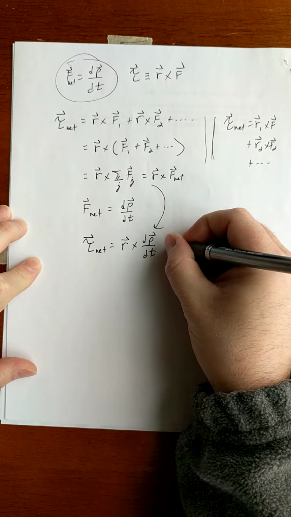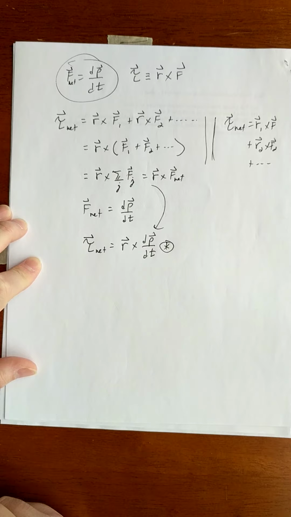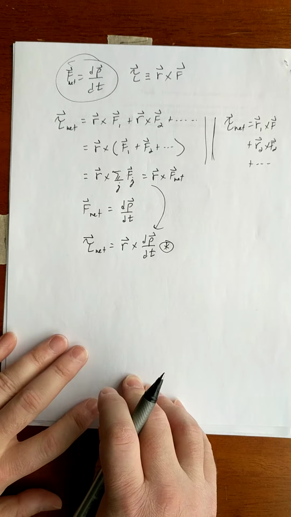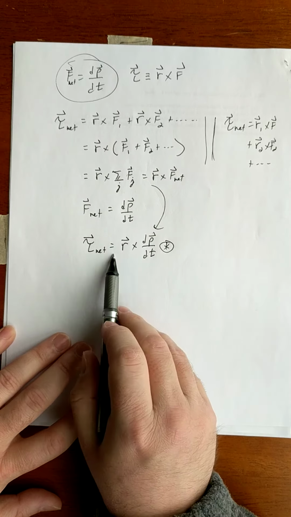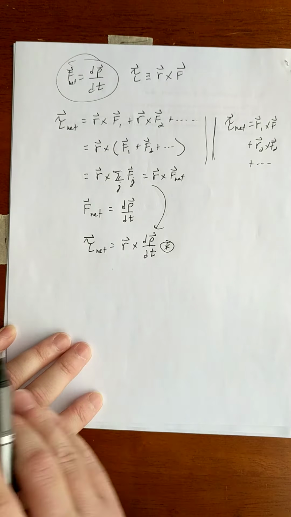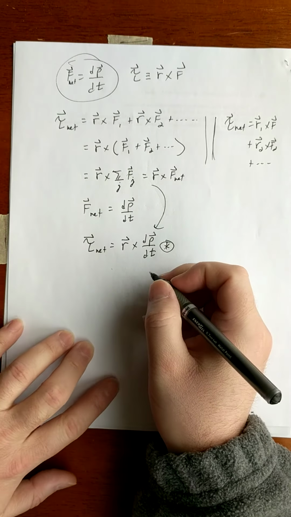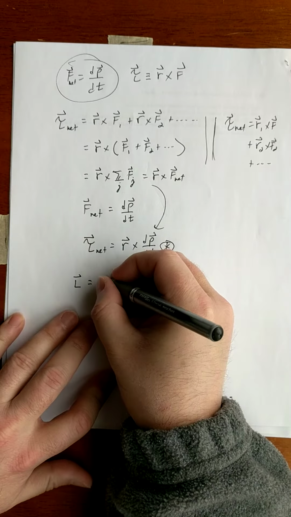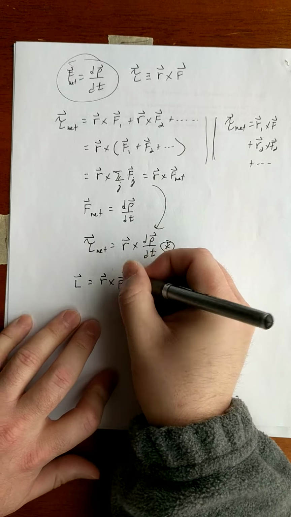So I'm going to put a little star next to this because we need that equation again in a second. Now we're also going to look at the angular momentum, because right now this is an equation that's between the torque and linear momentum, and of course we want the angular momentum, so we're going to change that by applying our definition of the angular momentum of R cross P.